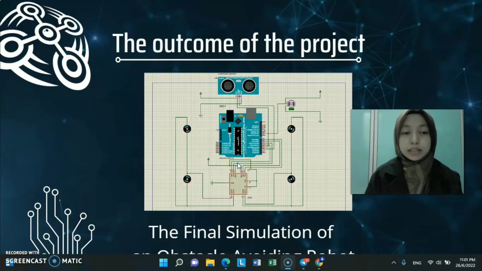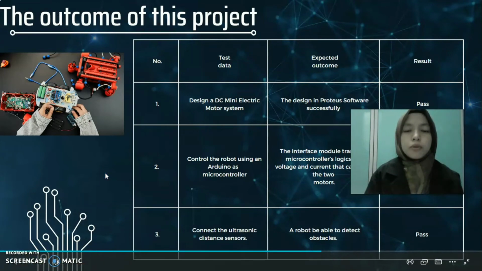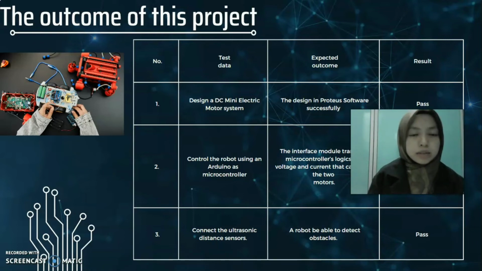Assalamualaikum dan selamat sejahtera. My name is Tajwani binti Abdul Halim, AE10045, and I will present the outcome of the project. This is our final simulation of an obstacle avoiding robot. For the first test data, we had to design a DC mini electric motor system, and the design in Proteus software was successful, and the result was passed.